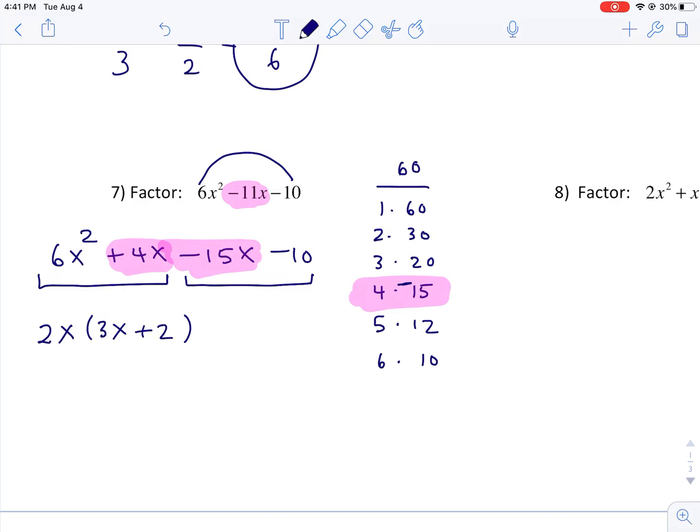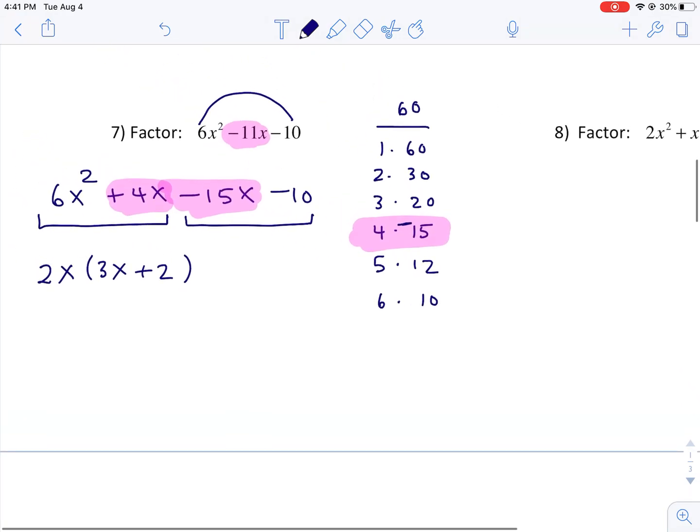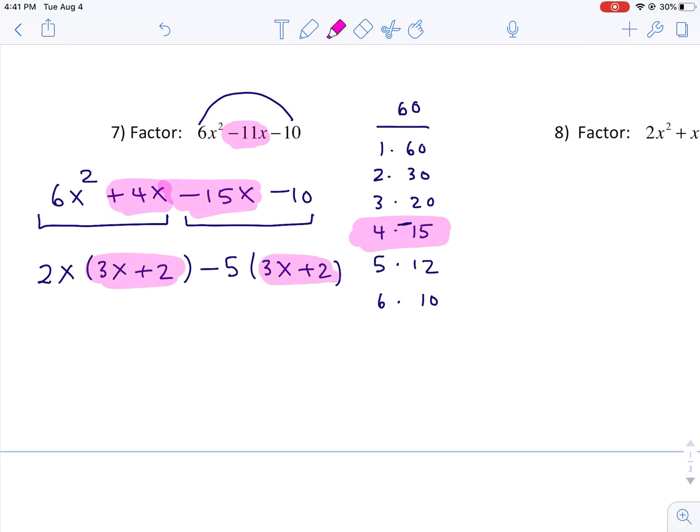Now I look at the second two terms, 15 and 10. The common factor is a negative 5. 5 into 15 three times. 5 into 10 goes twice. And like a little Christmas miracle, we get a common factor of 3x plus 2.